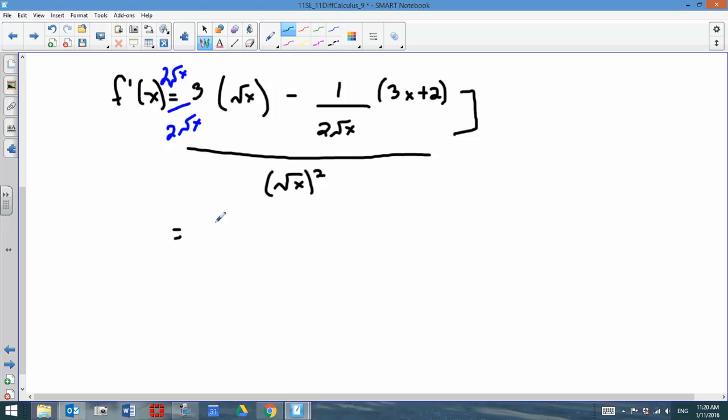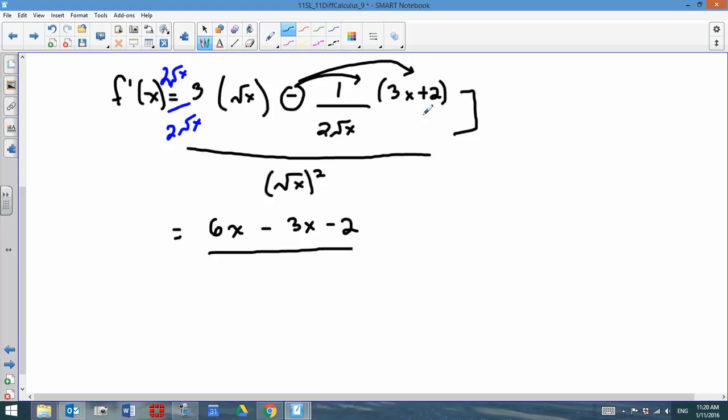So we will wind up with, let's see, 2 times 3 makes 6. Root x times root x is now just going to be x, minus 1 times 3x plus 2, so the negative needs to expand to both terms as well. So I get negative 3x and negative 2. So my numerator now is 2 times 3, 6, root x times root x is just x. The negative 1 expands to the 3x and the 2. So now we have a common denominator of 2 times square root of x.